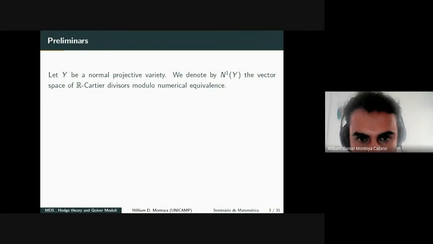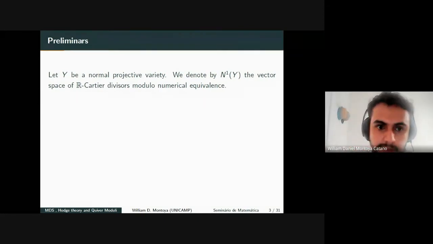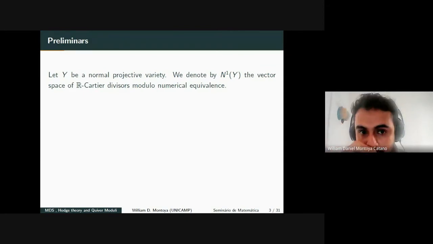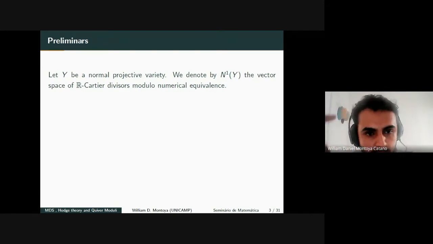Okay, so let's start with some definitions. Let Y be a normal projective variety. This normal projective variety is somehow an extension of the following: for curves, being smooth and being normal is exactly the same. So for higher dimension, normality keeps track somehow of smoothness, but allows some control of the singularities.